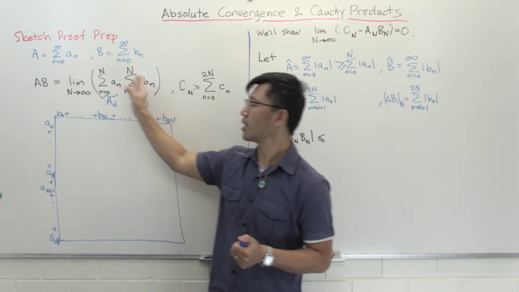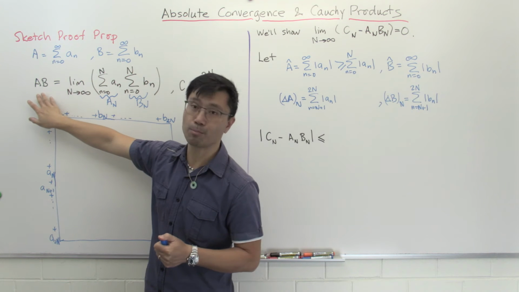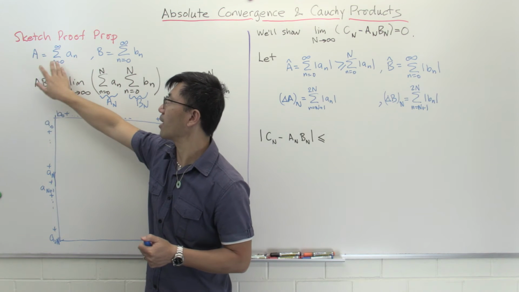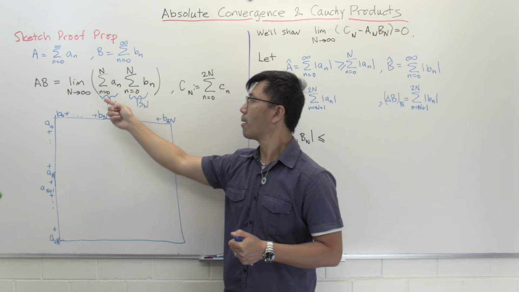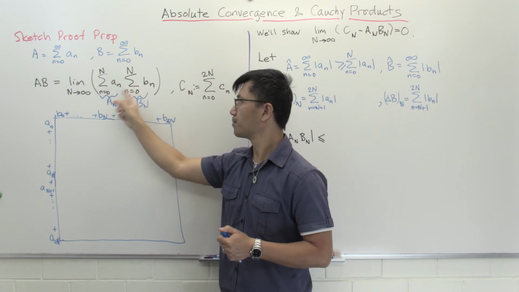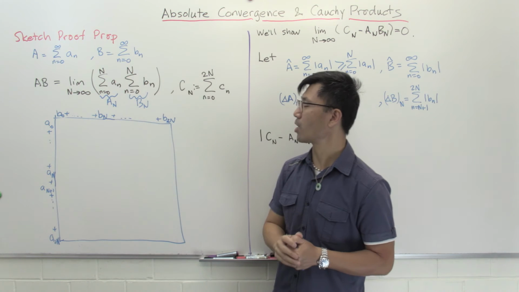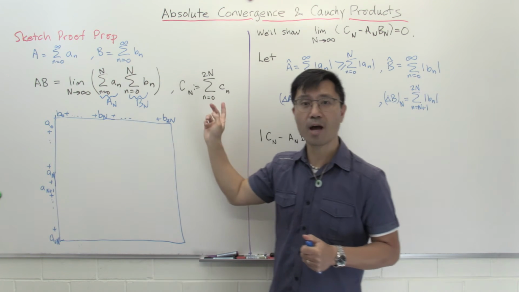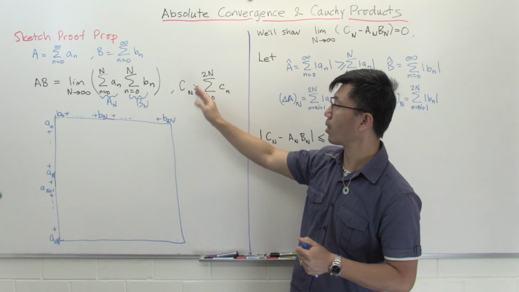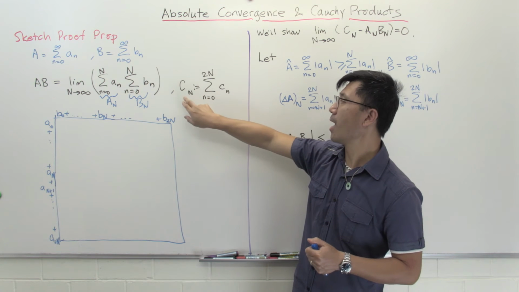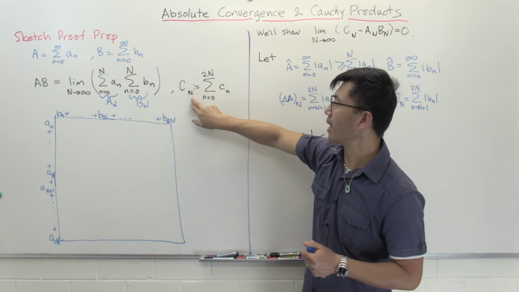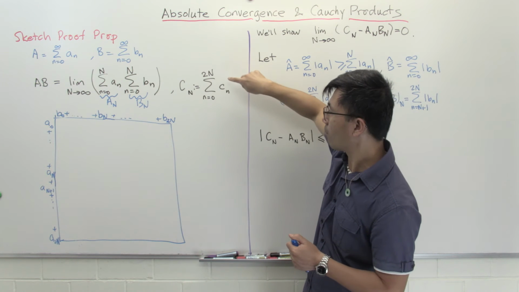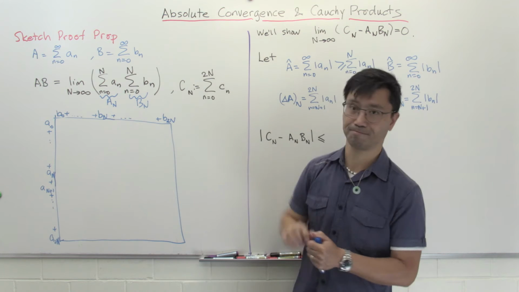Okay, so this is how I want to write down this product of these infinite sums, as the limit of the product of partial sums. On the other hand, we want to compare this with the Cauchy product. So let's look at the partial sums here. In this one I'll use a capital C with a subscript big N, and that's going to be the partial sum as n goes from 0 up to 2N.